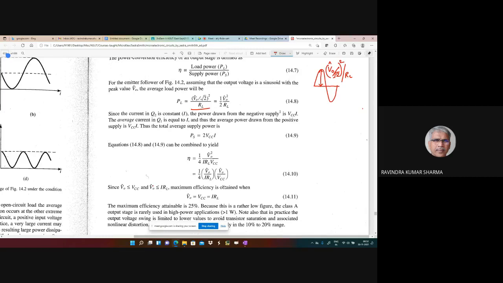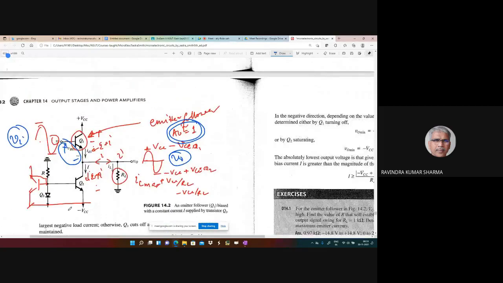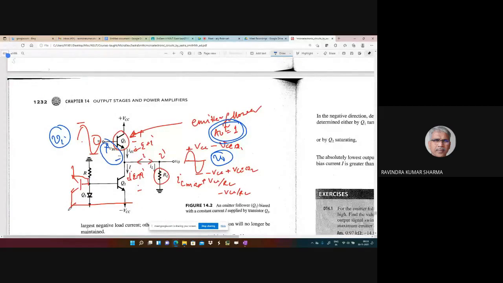अब सप्लाई से जो पावर आ रही है, जो सप्लाई हमने लगा रखी है, सप्लाई से कितनी पावर आ रही है? प्लस माइनस VCC है. मैं इस आउटपुट स्टेज की बात कर रहा हूं. सप्लाई से कितनी पावर आ रही है? Two VCC times I.